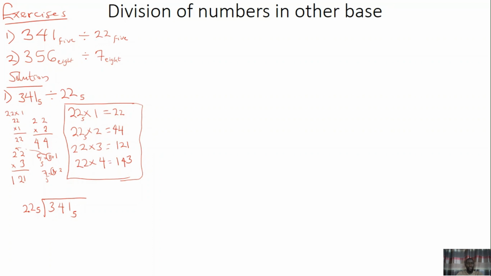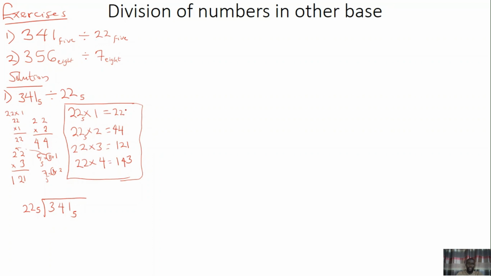Okay, if we are dealing in base 10, it will be 1, and we're going to carry the remaining to the next. But in this case, it is a bit different. What we're going to do is we say how many 22 goes in 34. We'll go back to our table, and we're going to look at the number that is closest to 34 but is less than 8. So let's look out for it.